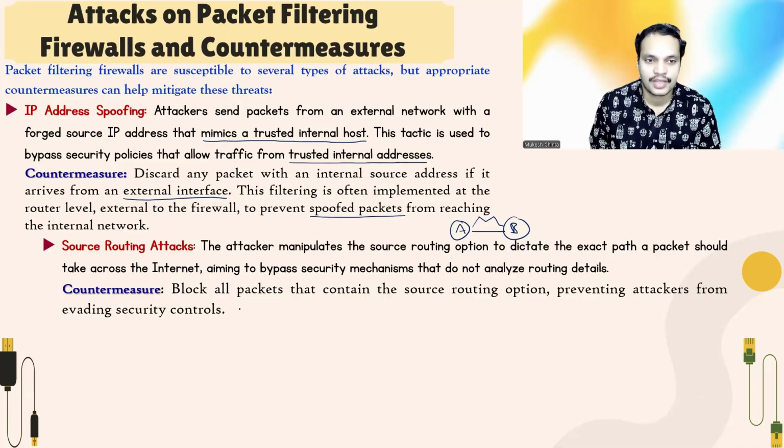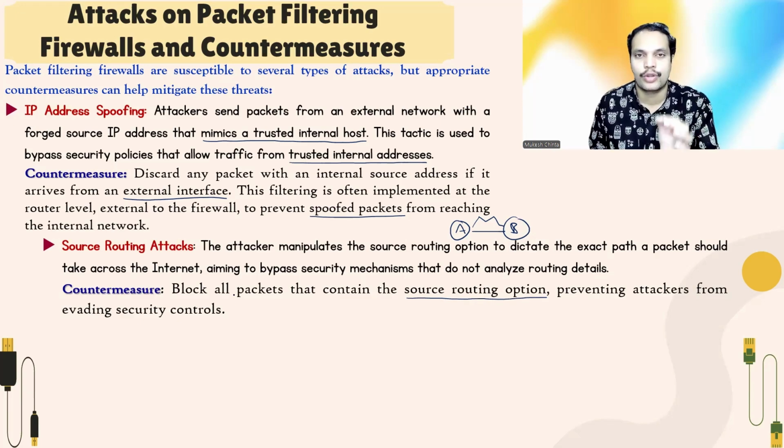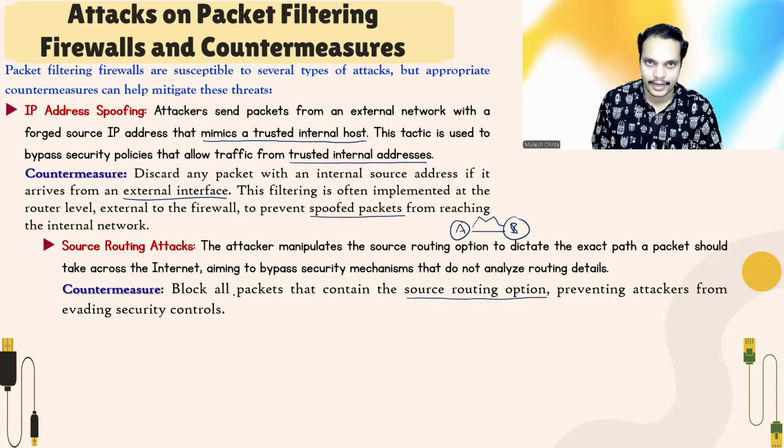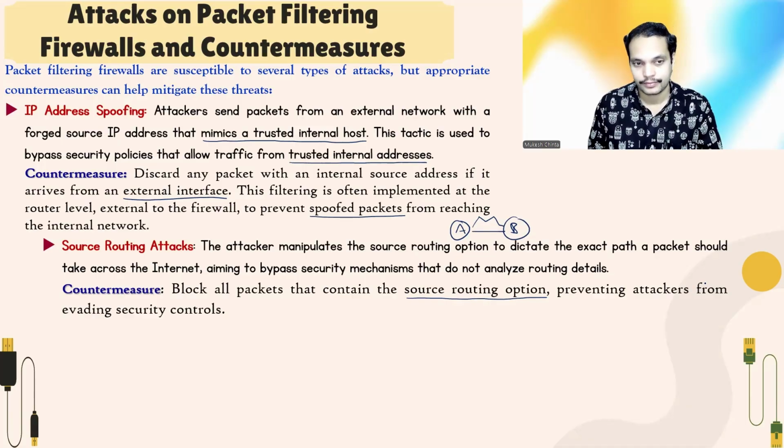What is the countermeasure for such an attack? Block all packets that contain the source routing option, preventing attackers from evading security controls. If a packet arrives with the strict source routing option set, you simply discard the packet. You don't allow the packets that have this option set.